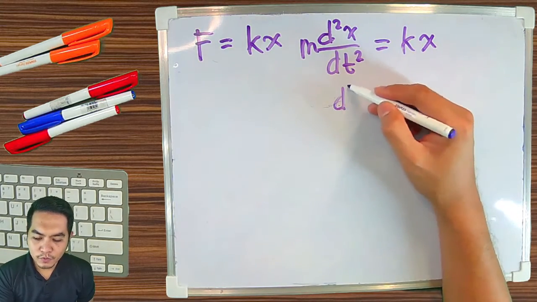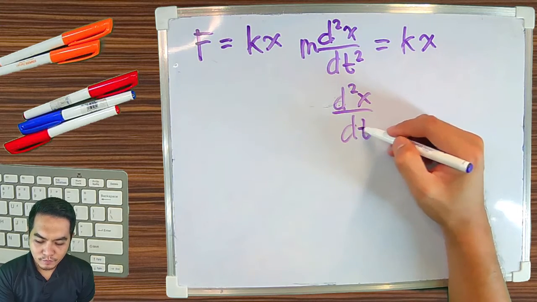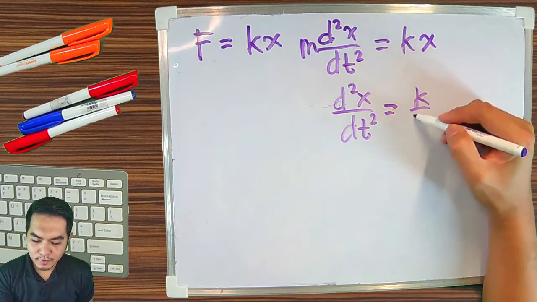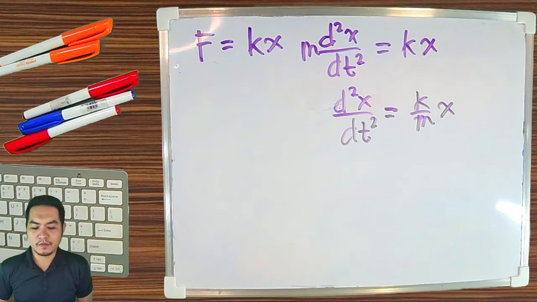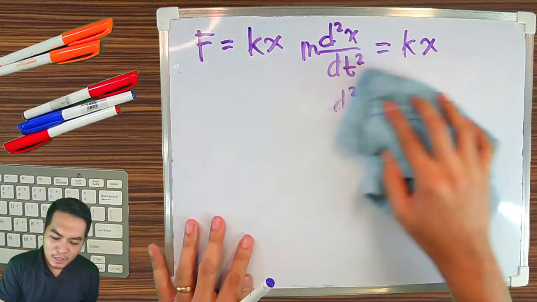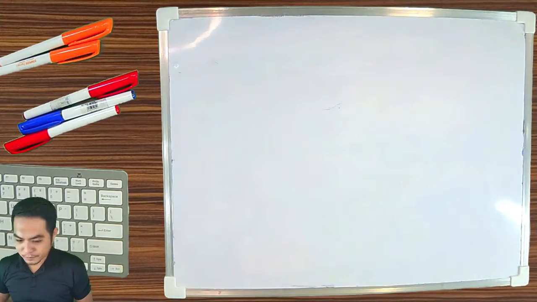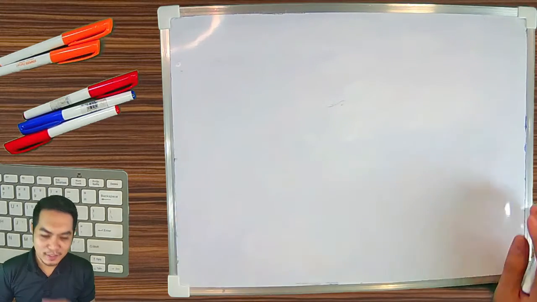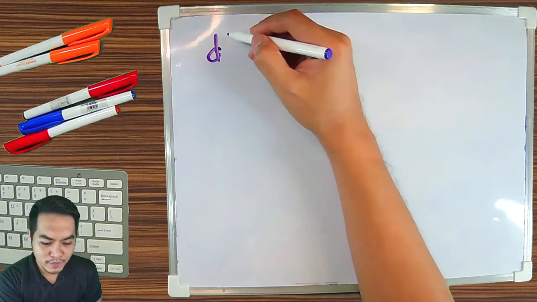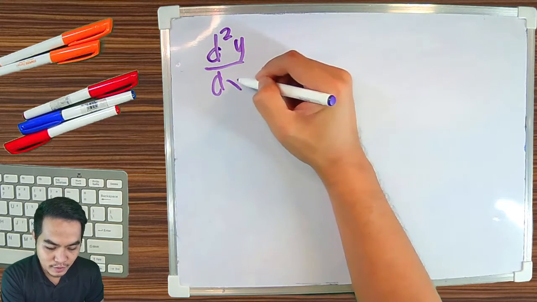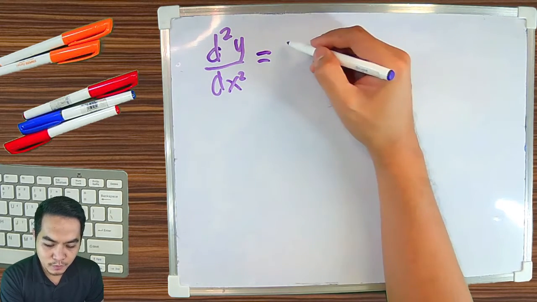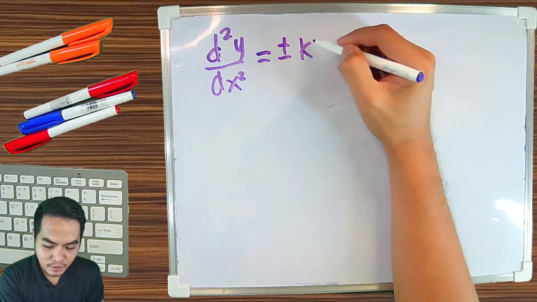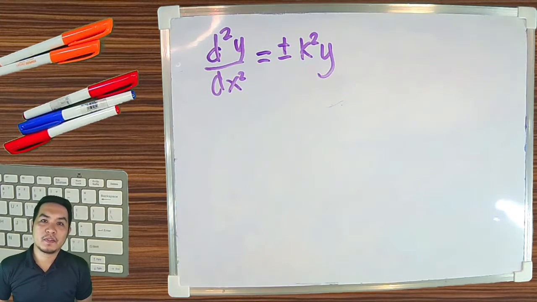So you obtain this familiar type of differential equation, with k over m x. Okay, so Hooke's law is one of those types of harmonic oscillator equations. It's a simple harmonic motion equation. But let's generalize this, because we will encounter similar types of equations. So you say you have d squared y dx squared is equal to plus and minus k squared y. Okay, this one.